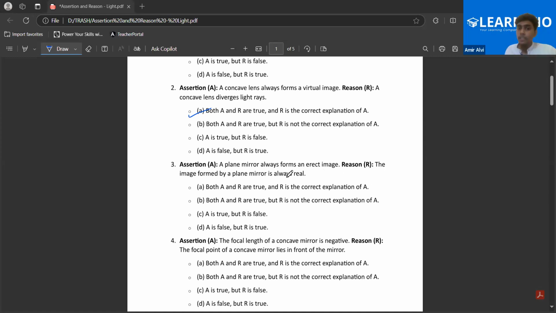The image formed by the plane mirror is always real. No, they go both. In the first sentence, it says erect image. In the second sentence, it says always real. No, only the assertion is right, but the reason is not. So option C is correct. Am I clear to all of you? Please do let me know, everyone.